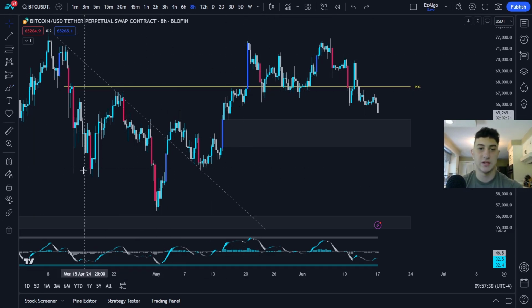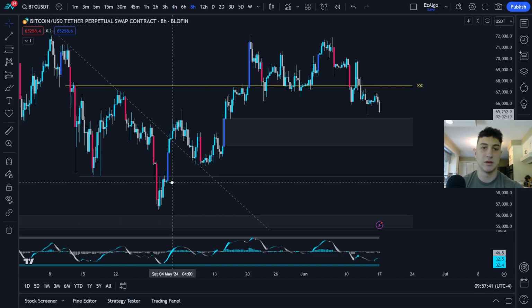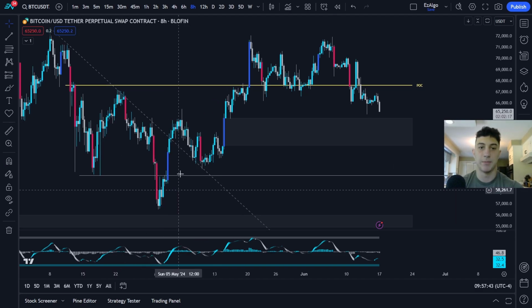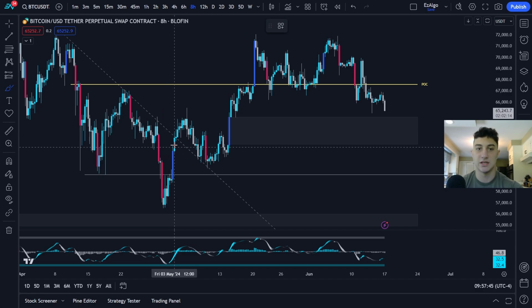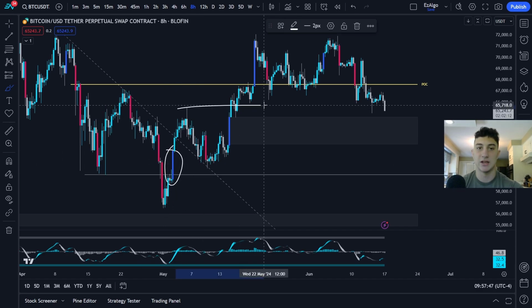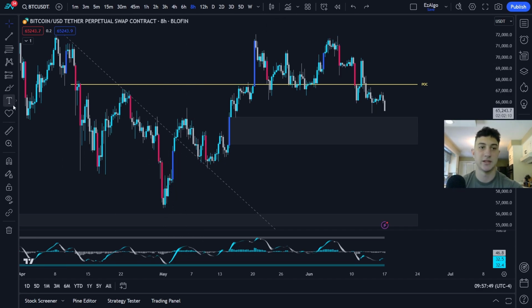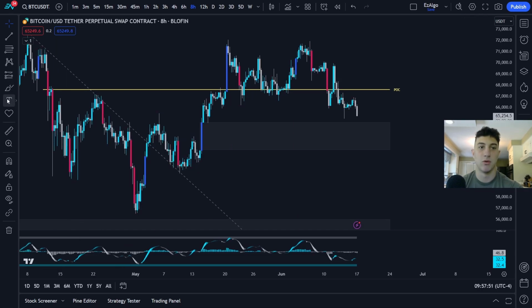So sweep of these lows right here, deviate below, break above with displacement. You can clearly see with the displacement candle, and then breaking structure to the upside. So let's mark this out step by step, what we're looking for here.